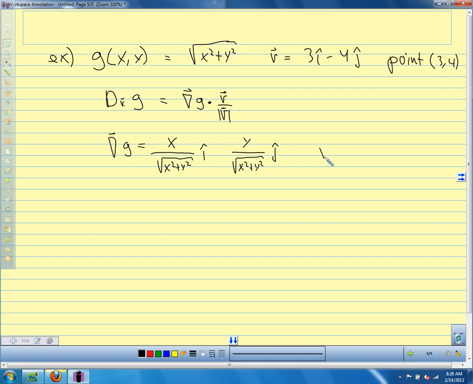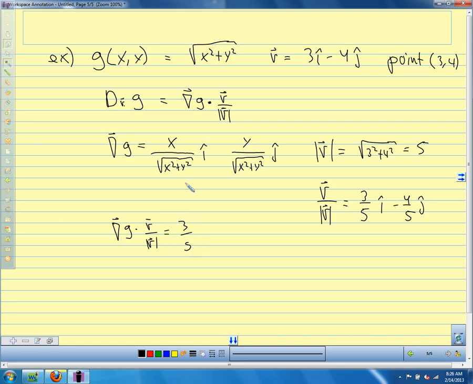The magnitude of v, to normalize our vector, to get a unit vector, is the square root of 3 squared plus 4 squared. Turns out to be 5. So v over the length of v, our unit vector, we need a unit vector for our directional derivative, is 3/5 i minus 4/5 j. And del g dot v over the length of v comes out to be 3/5 times this.